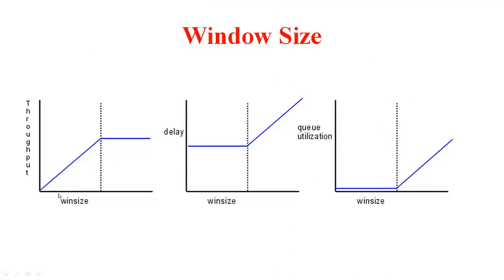As long as your window size is less than this bandwidth delay product, your throughput is going to be dictated by the window size, because in this case you are keeping the link idle for some time. The maximum throughput you can achieve is at this rate. Beyond this, if you increase your window size, your throughput is going to level off. You can't achieve more than the bottleneck bandwidth. But if you increase the window size further, now your delays are going to progressively increase. Not only that, the queue is also going to build up. So when you do congestion control, you basically want to work in this range.